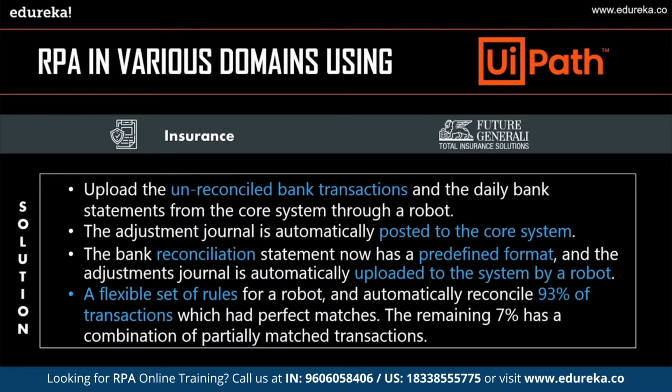The remaining 7% would have a combination of partially matched transactions. So I hope that you've understood how RPA was used by Future Generali to automate the reconciliation processes and also to remove the errors and reduce the cost. So they started with the scripting based automation, and then they moved towards UiPath.